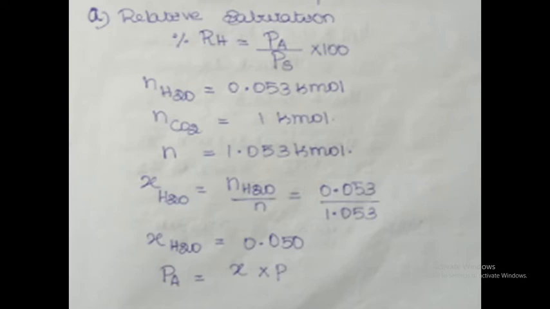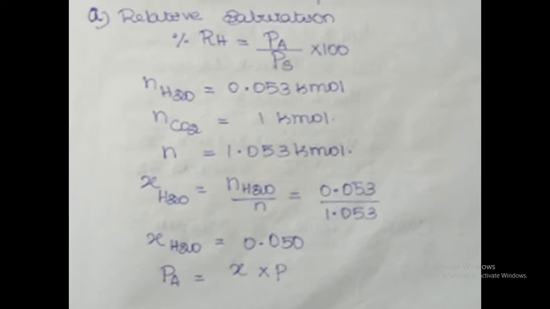How will you calculate mole fraction value? With the help of the number of moles. Number of moles is given in our problem. Number of moles of water is equal to 0.053 kilomole. Number of moles of carbon dioxide per kilomole, you should take 1 kilomole. So the total mole N is equal to number of moles of water plus number of moles of carbon dioxide, that is equal to 1.053 kilomole. Are you clear or not?